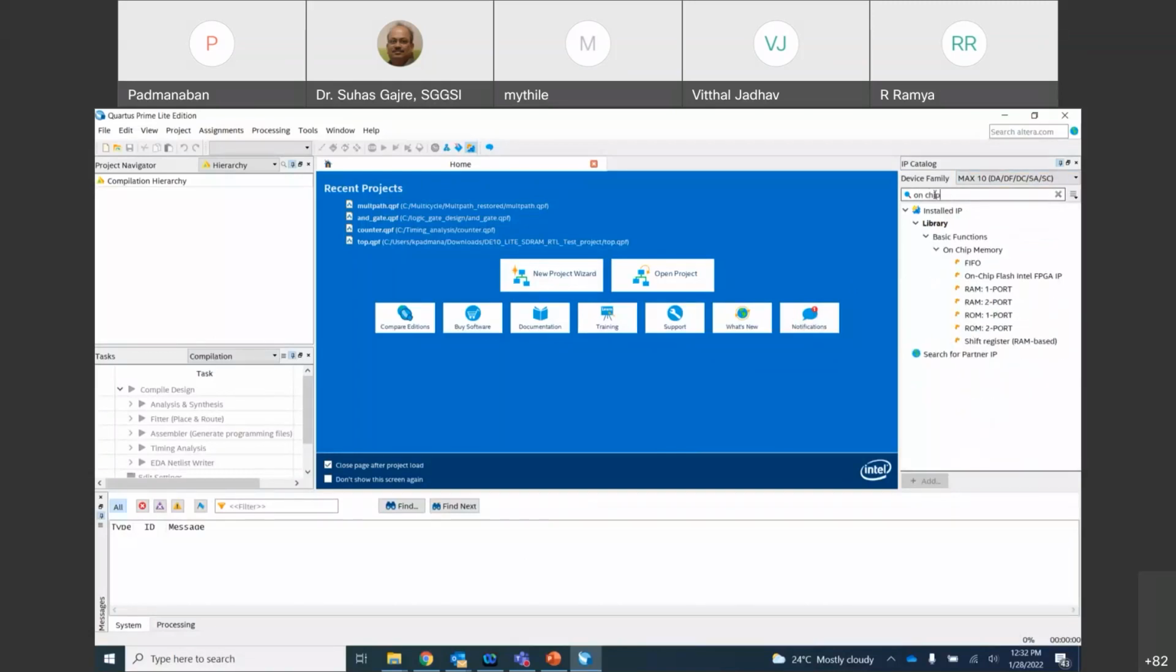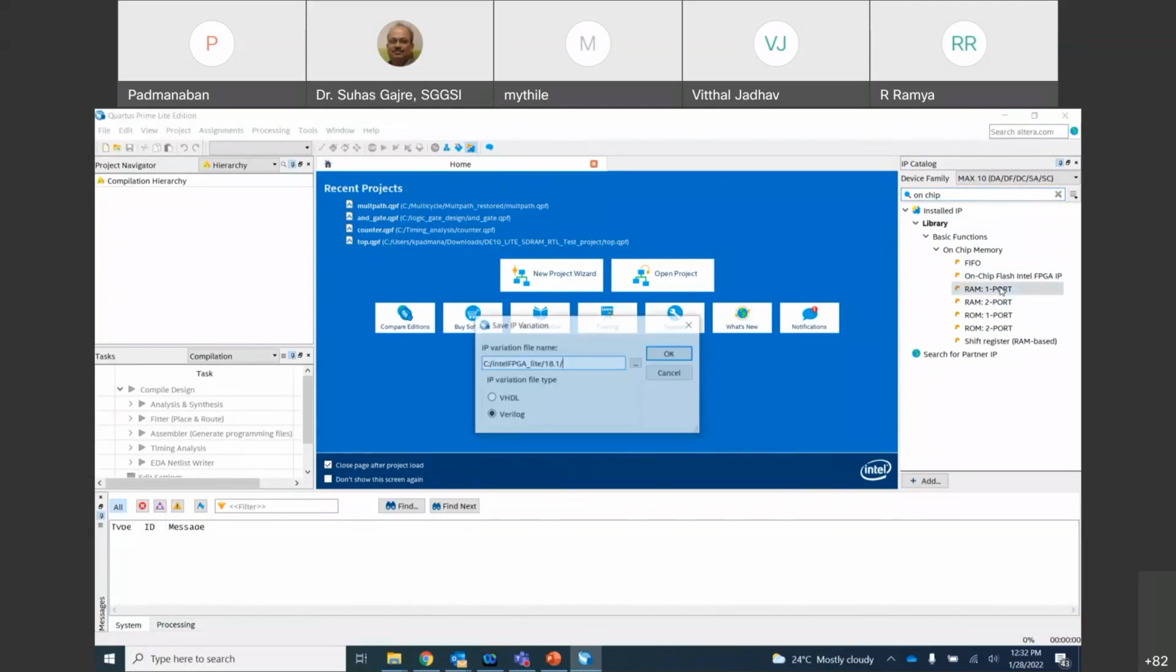You can see that yesterday, when I was explaining about the memory resources, I told you that the memory can be configured as a single port RAM or a true dual port RAM or a simple dual port RAM. And also they can configure as a ROM. All those things I explained. And then it can be configured as a FIFO. Now if I click here RAM one port, that means RAM single port. It's a single port memory.